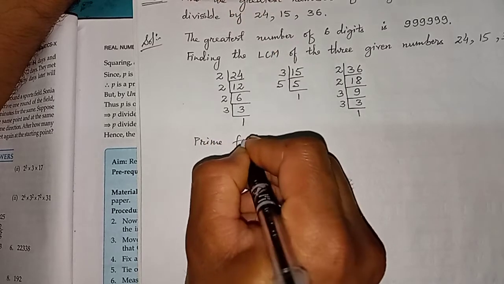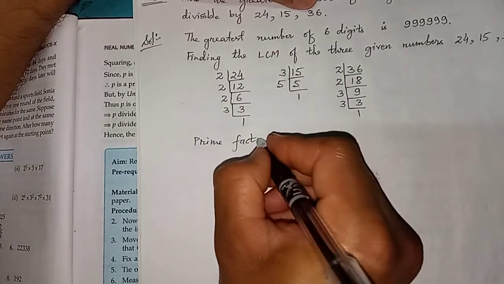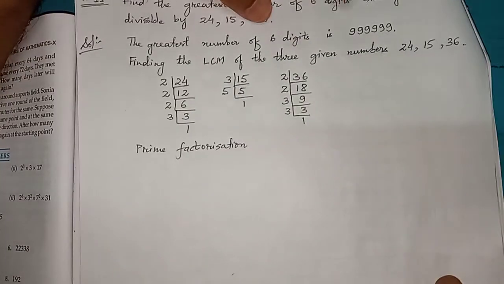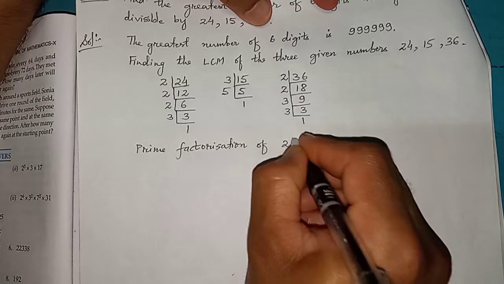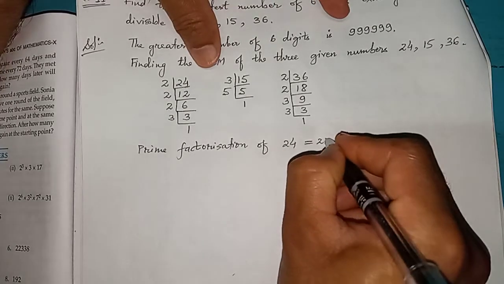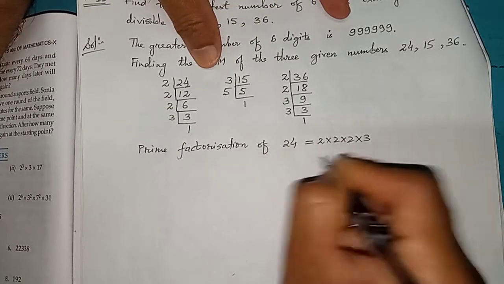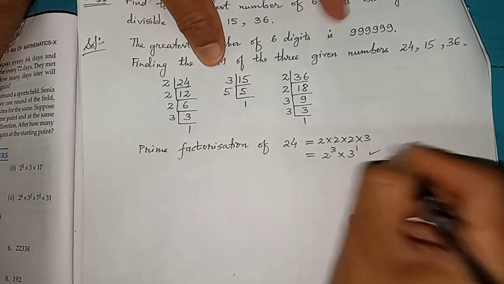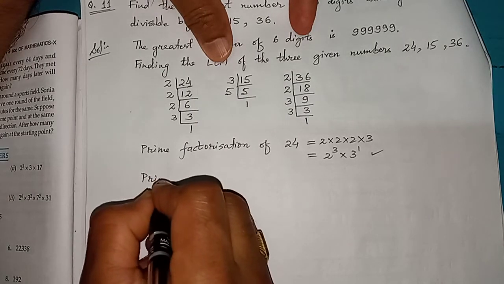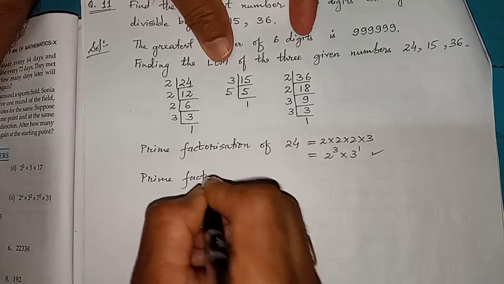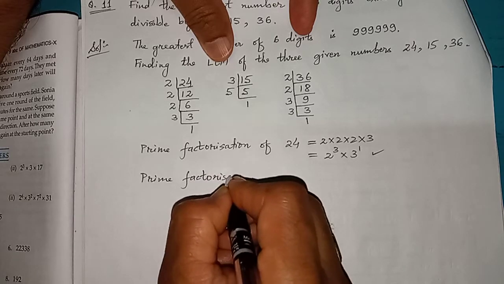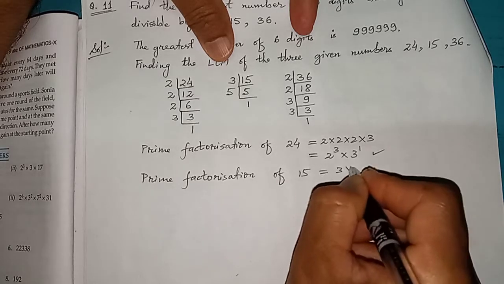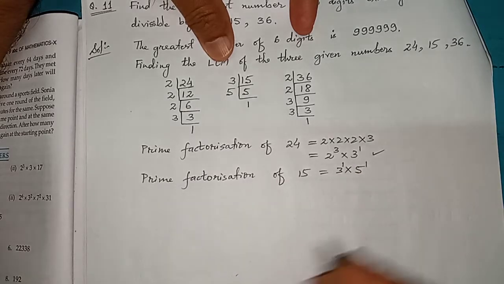Prime factorization of 24: I got 2 into 2 into 2 into 3, which you write in power notation as 2 cube, since 2 comes 3 times, and 3 to the power 1. Now the prime factorization of 15, which we got as 3 into 5: 3 also 1 time, 5 also 1 time.